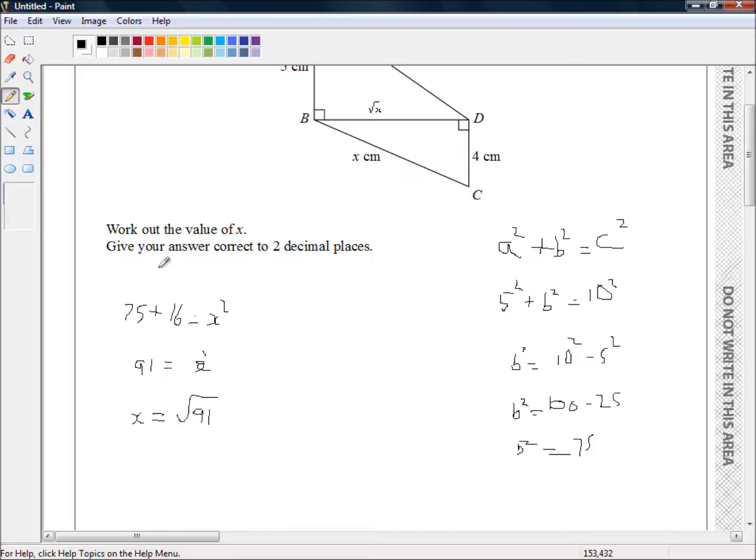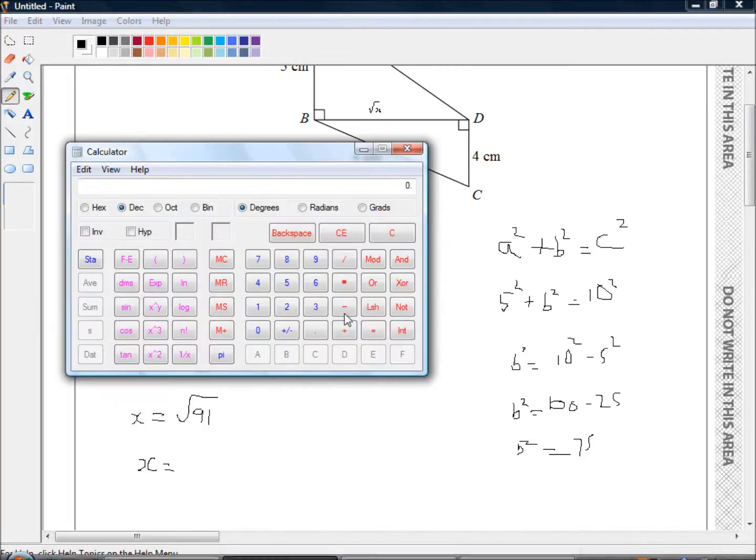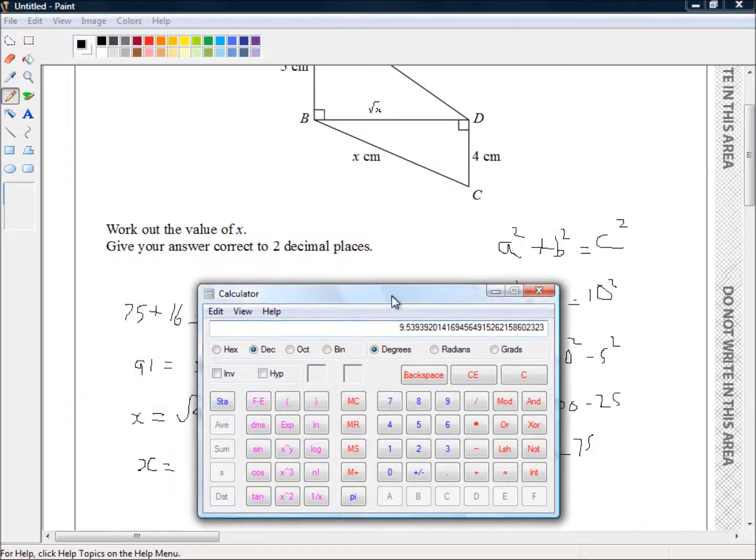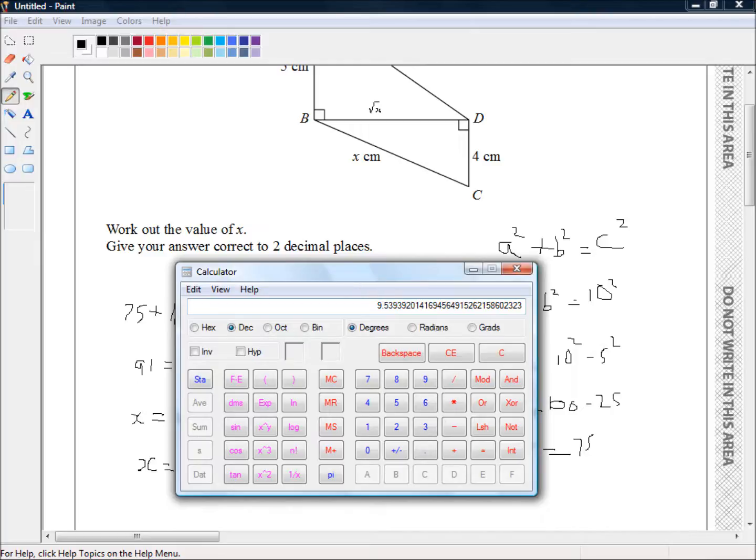But we want to give an approximate answer correct to 2 decimal places, so for that we are going to need a calculator. x is equal to, we'll pull up our calculator, 91, and I use the inverse and squared button to get the square root. You might need to use a different way of doing it on your calculator, which is why it's so important to know your calculator before you go into your exam. So we're giving this answer to 2 decimal places.